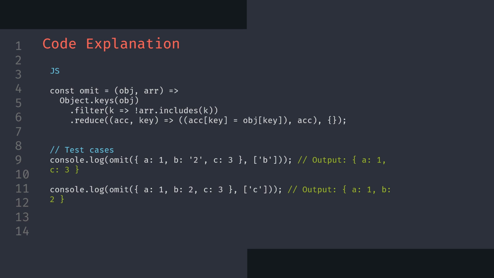Here's the JavaScript code for the solution. The omit function takes two arguments, an object and an array of keys to remove. We use the Object.keys method to get an array of all keys in the object. The filter method removes keys that are present in the specified array. The reduce method reconstructs the object with the remaining key value pairs. This approach ensures the original object remains untouched while returning a new object.